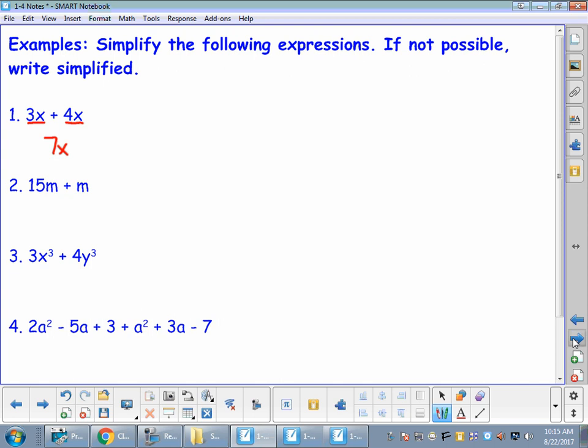I have 15m out in front. I have 1m in the back here. So I have a total of 16m's. You're just telling me how many of that variable you have.